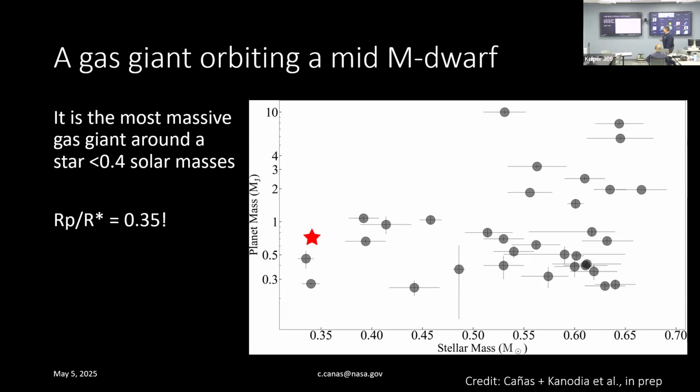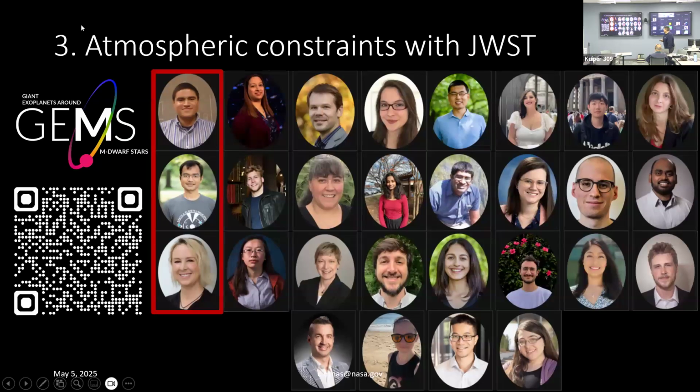With that, I do want to move on to the biggest component of this, and this is the atmospheric constraints we get with JWST. As I mentioned before, this is a huge collaboration. So this is in particular the GEMS JWST collaboration. There's a QR code if you want to follow it and see all of the details about the people and the planets that we're actually doing. So this is JWST cycle 2 GO 3171.